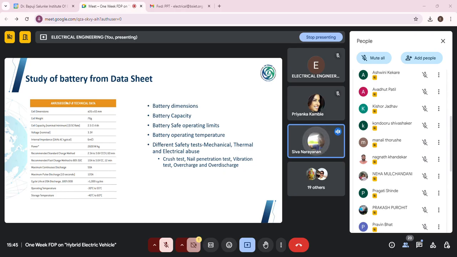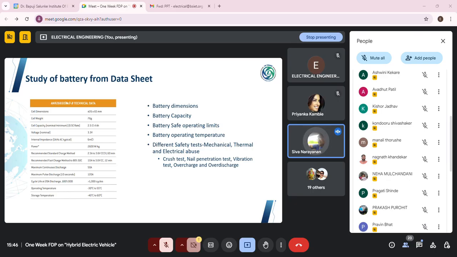So this is the battery. I have given you one more example, the A123 battery. Here also similarly you can see the cell dimensions. As you can see, this is a cylindrical cell, so you have the diameter and height. Suppose you are going for a pouch cell or a prismatic cell, you will have width, thickness, and length. Like that the dimension changes.